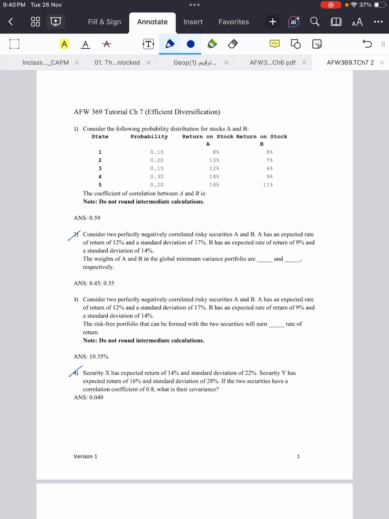Okay, now let's do tutorial 7. However, I'm not going to do all questions because some questions are simply repetitive. But I encourage you to do all questions. I'm only going to discuss two questions, that is question number 2 and question number 4. For other questions, please do it by yourself. I've already given you the answer. Now, let's see number 2.